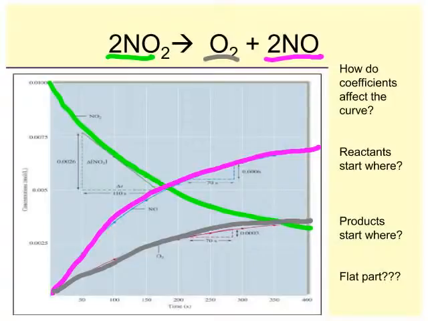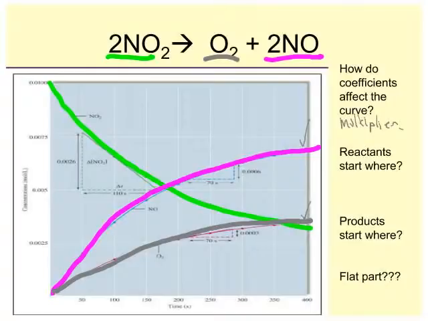Okay, so looking at this now, how do the coefficients affect the curve? The bigger the coefficients, right, the steeper the curve, right? So specifically looking at NO and O2, didn't NO go twice as fast? How do coefficients affect the curve? They act as a multiplier.